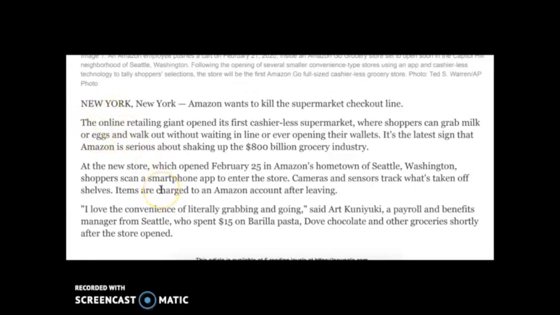At the new store, which opened February 25th in Amazon's hometown of Seattle, Washington, shoppers scan a smartphone app to enter the store. Cameras and sensors track what's taken off the shelves. Items are charged to an Amazon account after leaving. "I love the convenience of literally grabbing and going," said Art Kuniuki, a payroll and benefits manager from Seattle who spent $15 on Barilla pasta, Dove chocolate, and other groceries shortly after the store opened. And of course, that's your first quote. "I love the convenience of literally grabbing and going."